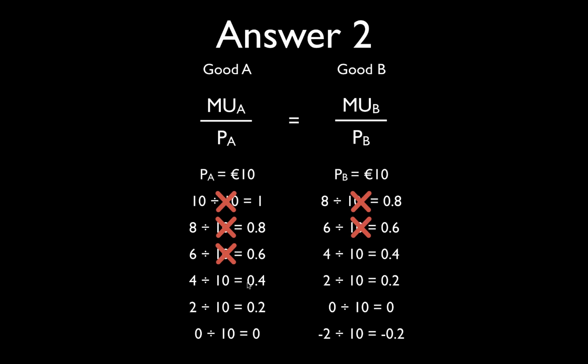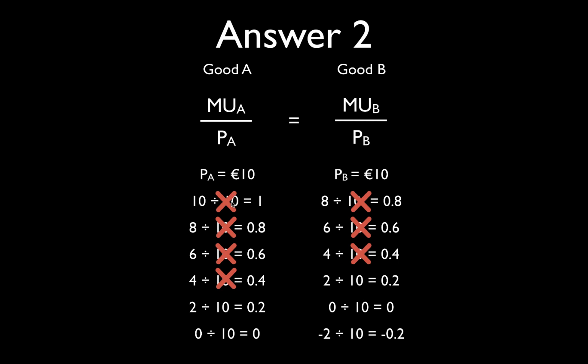Should he have the fourth unit of good A or the third unit of good B? And as you can see, he's completely indifferent between the two because 0.4 is equal to 0.4. So he's going to essentially consume both. Are we satisfying this requirement here? Yes, we are, because 0.4 is the same as 0.4.